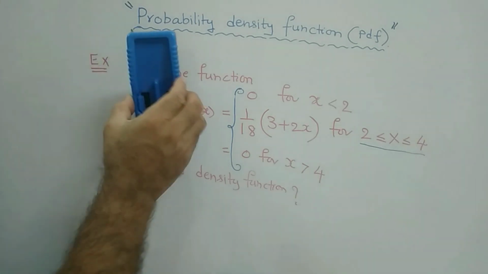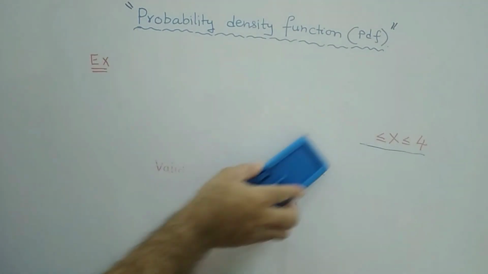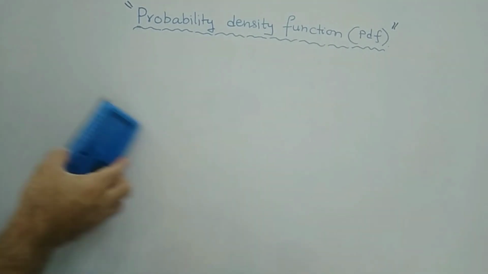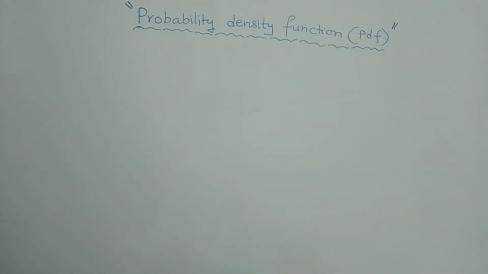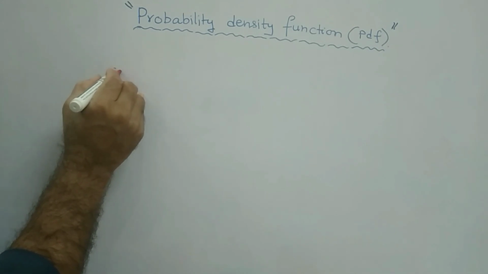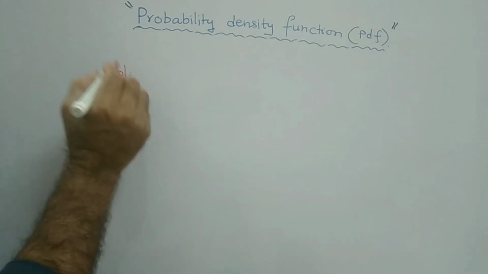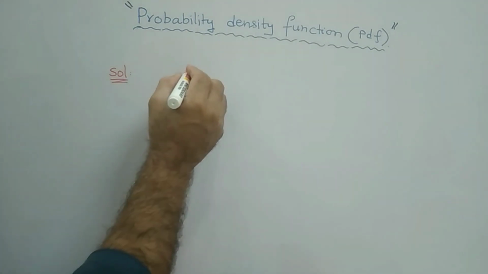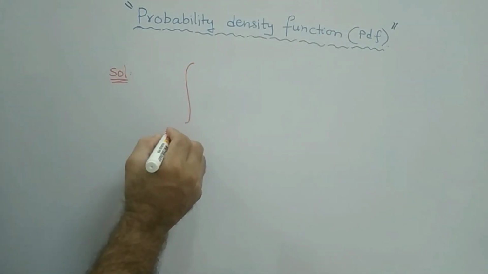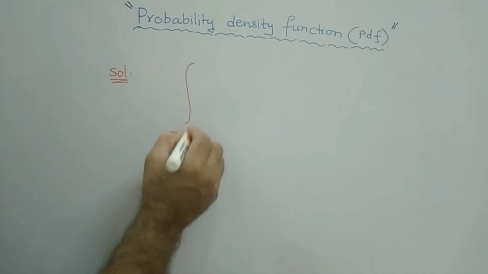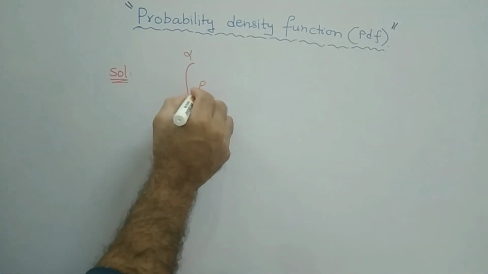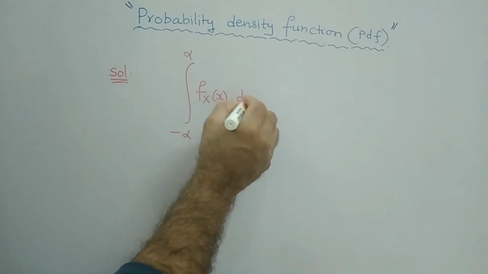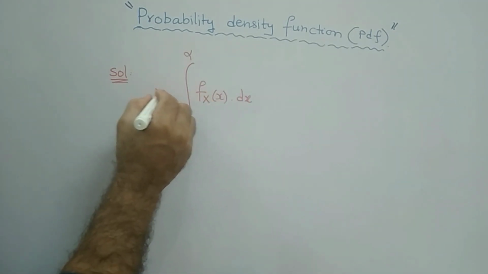I will write the solution for this problem. I will give you the integral, then you try on your own. So, to determine whether the given density function is valid or not, you simply calculate from the second property, the integral from minus infinity to plus infinity of f of x dx. You just evaluate the integral, that's it.